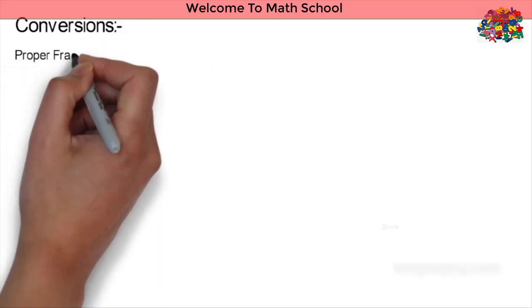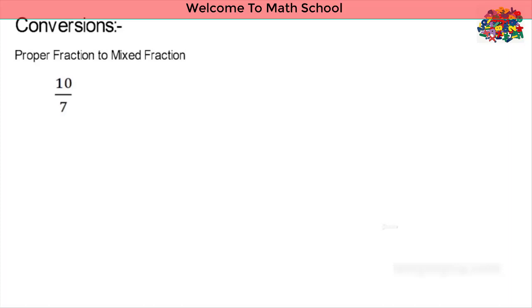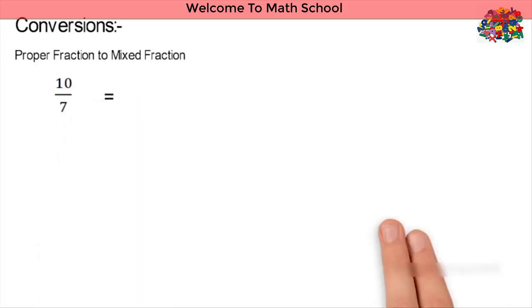Conversions. So how to convert a proper fraction into a mixed fraction, or a mixed fraction into a proper fraction. Suppose the number is 10 by 7. Whenever you want to convert, divide 10 by 7. 7 goes into 10 once, and you will get a remainder of 3.